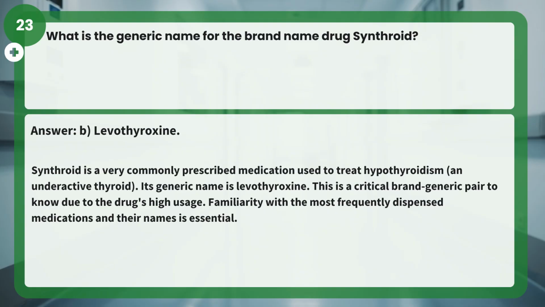Answer B. Levothyroxine. Synthroid is a very commonly prescribed medication used to treat hypothyroidism, an underactive thyroid. Its generic name is levothyroxine. This is a critical brand-generic pair to know due to the drug's high usage. Familiarity with the most frequently dispensed medications and their names is essential.